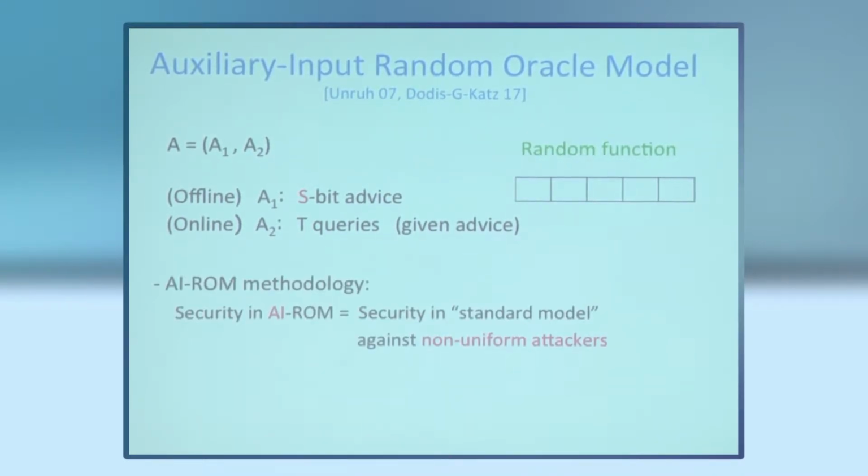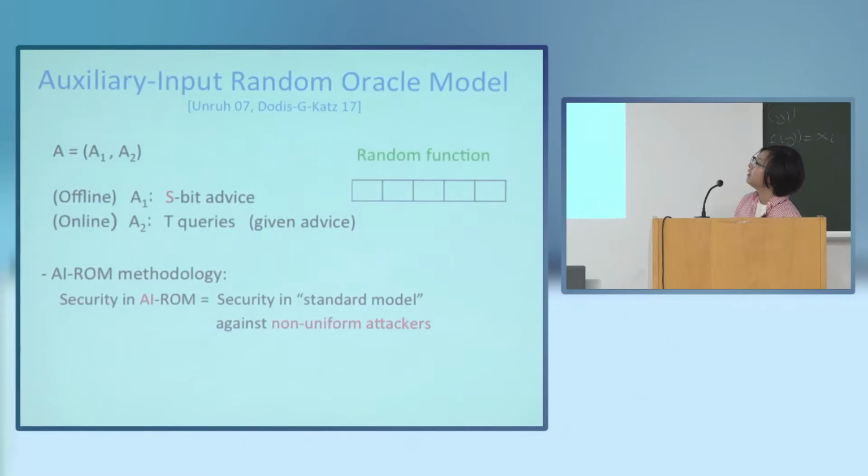We think the model is very meaningful and helps us get an idea about the non-uniform security of hash function applications. Regardless of the motivation, I think it's just a clean model to study time-space trade-off. Any question about the model so far? If not, we're going to do some homework about the model, okay?